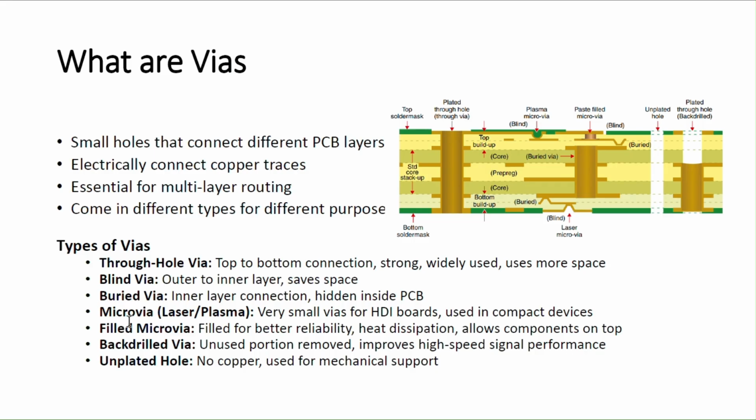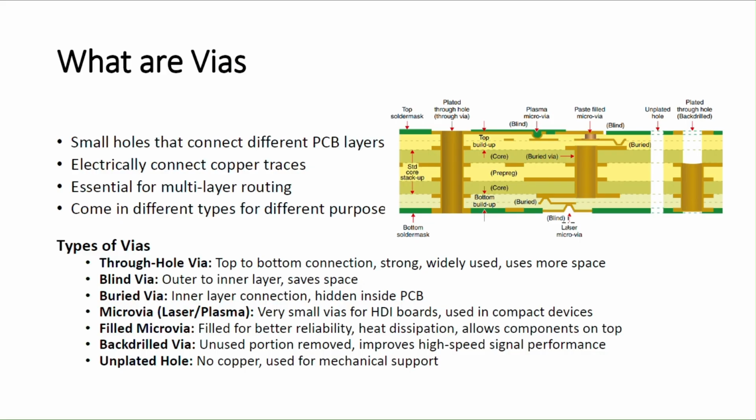Then the next one is the microwire. So microwire is like this. It can be a plasma or laser wire. So microwires have a very, very small diameter. So you can see here a paste filled microwire. This one also is a microwire. So you can see compared to this diameter, this is very small. So precision has to be high for this kind of wire.